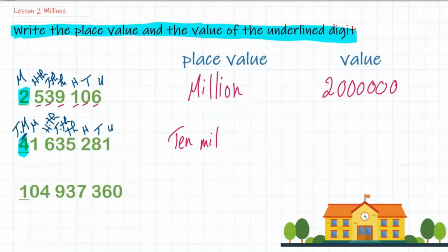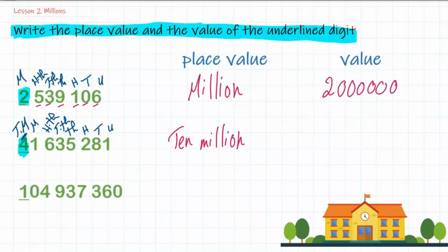10 million. As we said before, we have 1,000 and 10,000 and 100,000. The same thing with millions: million, 10 million, and we have 100 million as well. Okay, let's write the value of 4 here.